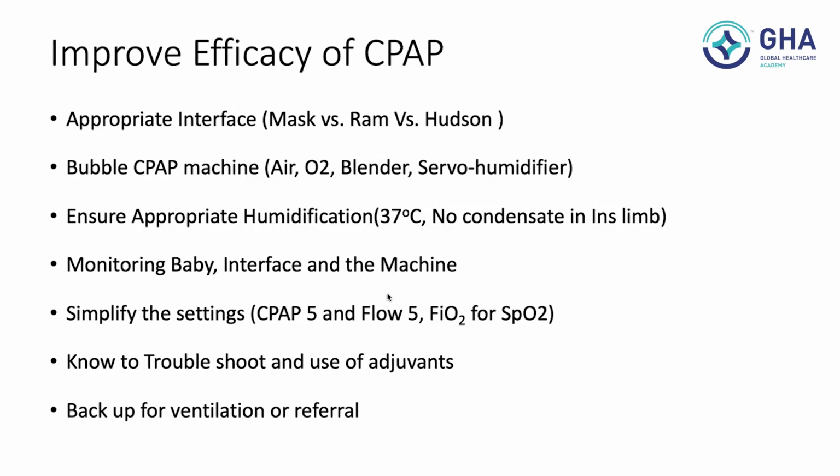Monitor the baby, the interface and the machine continuously. We'll show you a monitoring chart and simplify the settings. Most of the babies are going to be good on a pressure of 5, flow of 5, FiO2 30%. If babies don't improve, you add on surfactant. More than 75 to 80% require only these settings and surfactant. Very few babies require slightly higher pressures and probably a second dose of surfactant. But failure rate should be as low as possible.